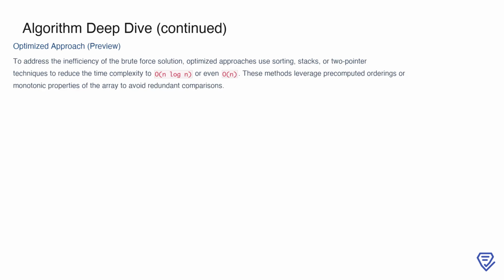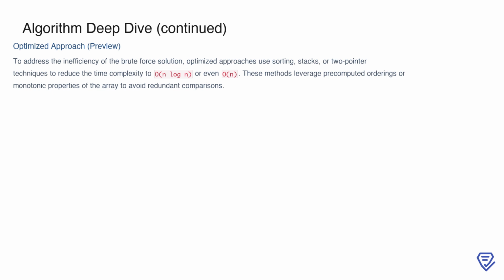To overcome the inefficiency of the brute force solution, we turn to optimized approaches. These methods leverage techniques like sorting, stacks, or two-pointer strategies to reduce the time complexity significantly. For example, sorting can help pre-compute orderings in the array, while a stack can be used to identify and exploit the monotonic properties of the array.